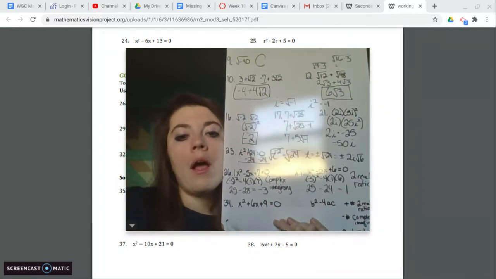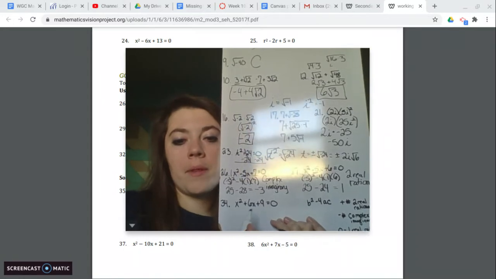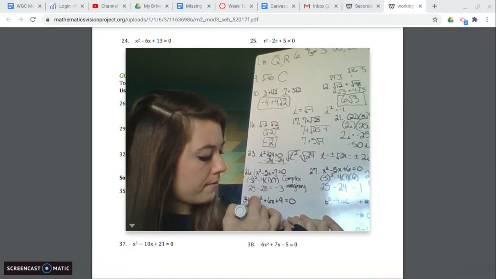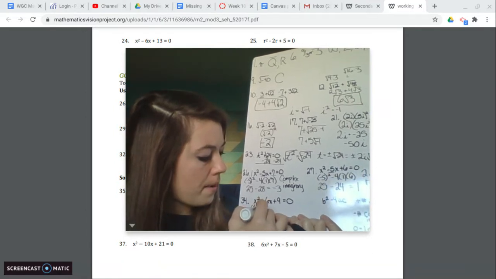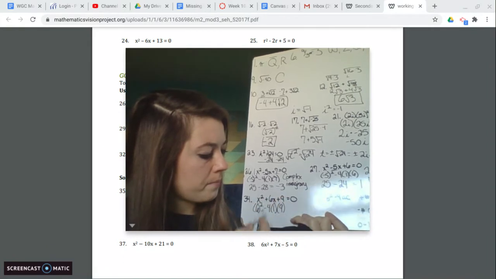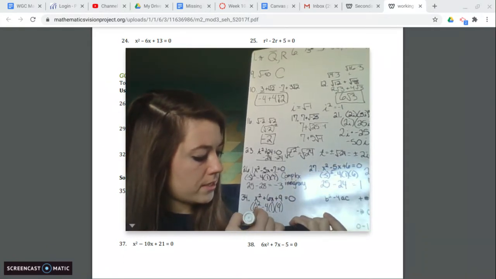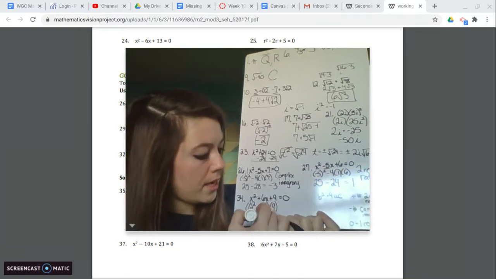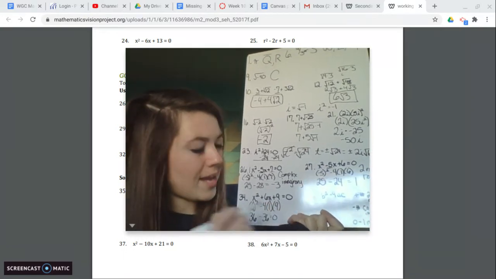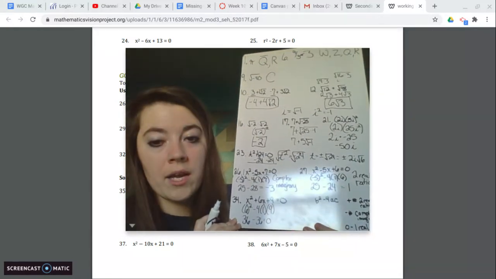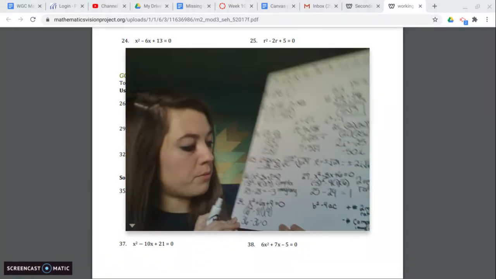All right, one more. Number 34, we have x squared plus 6x plus 9 equals 0. So we're going to have 6 squared minus 4 times 1 times 9. 6 squared is 36, minus 4 times 1 times 9, which is 36. We end up with 0. So that means we have one real rational root.